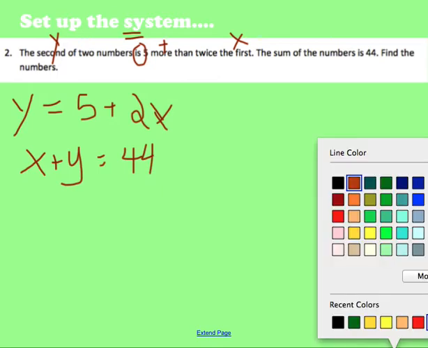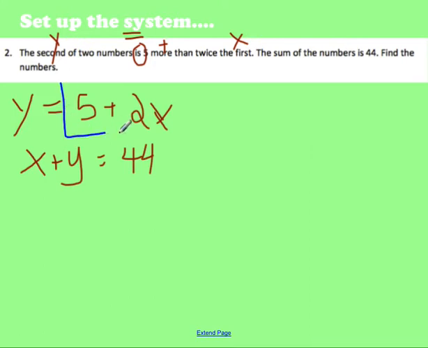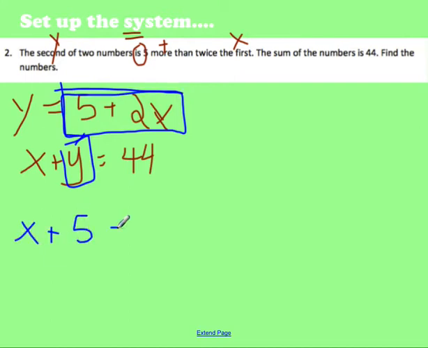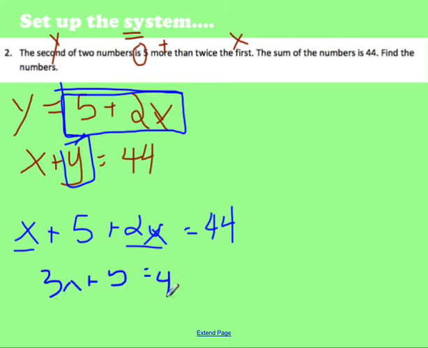So what I notice here is that y is equal to 5 plus 2x. So where I see y down here, I'm going to take y out completely, and I'm going to put this whole thing in instead. So that's going to give me x. Now I'm substituting out the y, and I get x plus 5 plus 2x is equal to 44. So I took that y out completely, and I put 5 plus 2x in instead. So x plus 2x is going to give me 3x plus 5 is equal to 44.